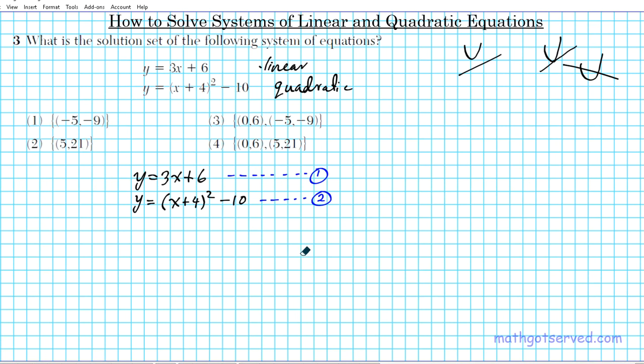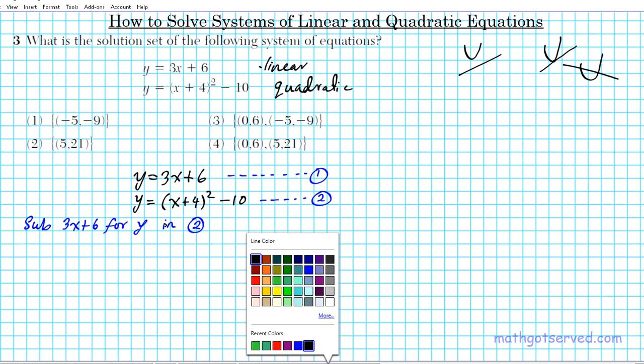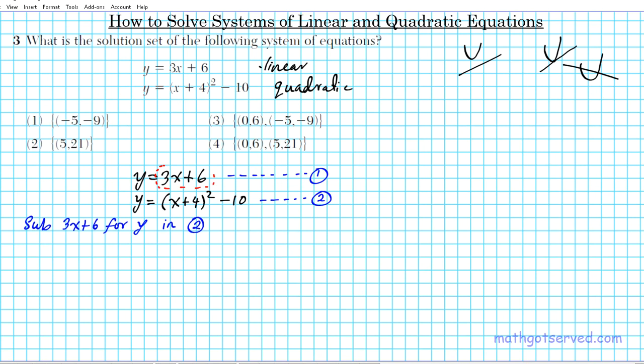Now what we're going to do is use the substitution method to solve this quadratic equation. We're going to substitute 3x plus 6, the y value from equation 1, into equation 2. So let's write down what we're about to do. We're going to substitute 3x plus 6 for y in equation 2. Okay, remember 3x plus 6 came from 1, that is why we are plugging it in 2. If we carry out that substitution, basically what we're doing is taking this right here, and we are plugging it in here.